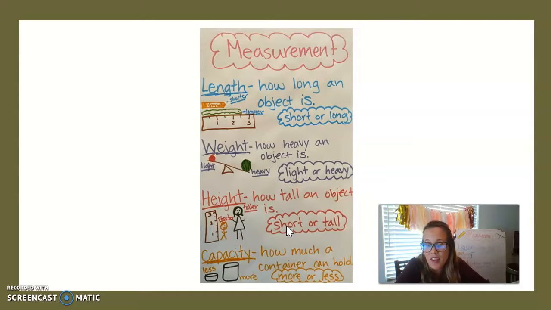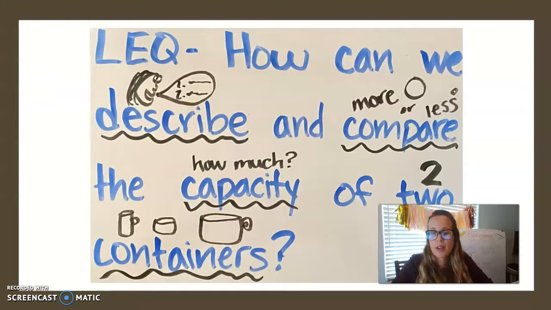And then our new one that you're going to learn about is capacity. And that means how much a container can hold. So I drew two bowls over here, and the small one can hold less, and the big one can hold more. So when we're talking about capacity, we're using our words more or less. Okay, my friends? So we're going to take a look at our LEQ for this week real quick. This way, this will get us ready to go.